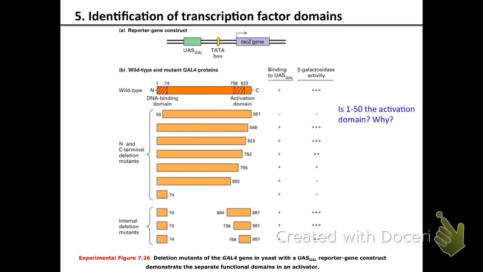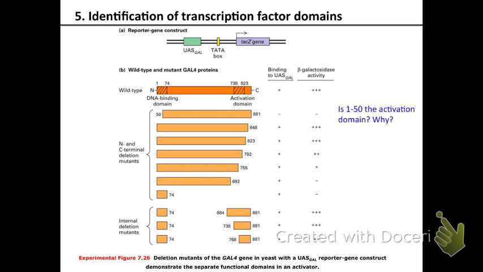So does this mean that amino acids 1 to 50 contain the activation domain? Can we conclude that? No, right? The reason it's not activating is because it's incapable of binding to DNA. So if transcription factors lose their DNA binding domains, they can't go and find the sequences that they need to bind, and they're not going to activate transcription.